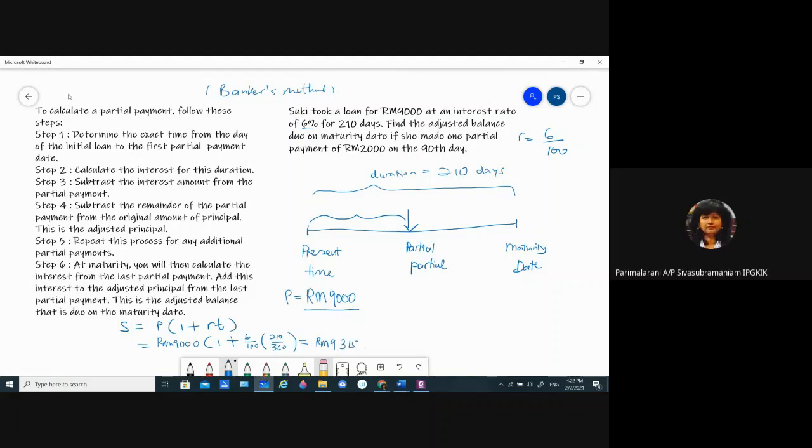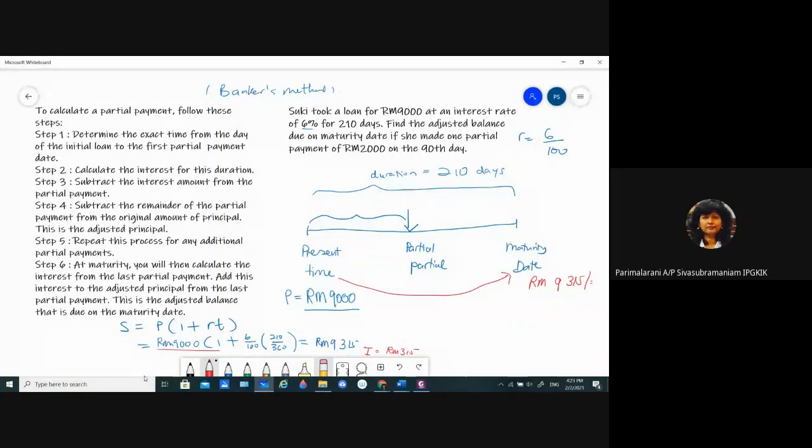9,315. Okay, so from here, what is the interest? Can you tell me straight away from this calculation what our interest is? This 9,000 times 1 is 9,000. So the balance here is 315. So our interest for this question is 315. If we pay in one shot from here to here, we are paying interest 315. So at the end here, we have to pay 9,315 ringgit.